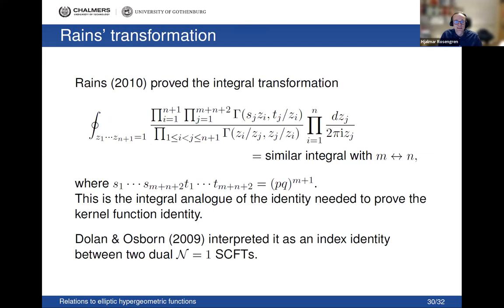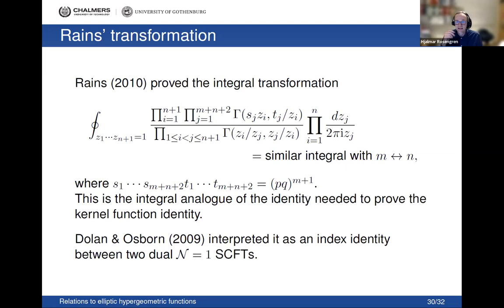In a quite classic paper by now, Dolan and Osborn showed that both sides of this identity can be interpreted as indices for different superconformal field theories. And then the fact that these are equal expresses some duality between these two field theories.